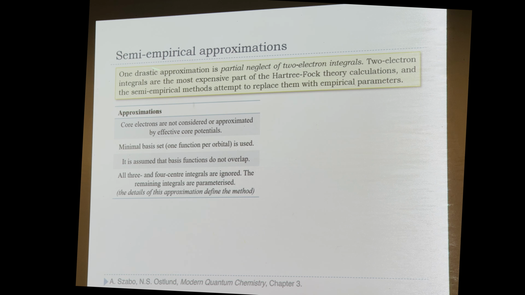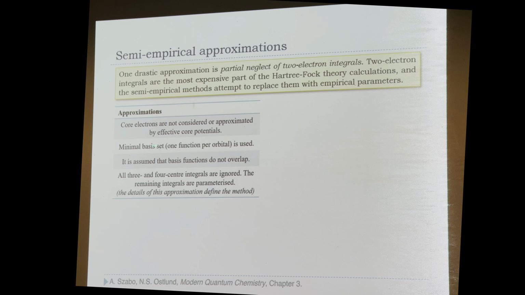And so in these semi-empirical approximations, the core electrons, by and large, are not even considered at all. Chemists have rightly observed that nobody cares about the 1s orbital in oxygen because it doesn't participate in any chemical reactions. It just sits there. So they're replaced by effective core potentials. They use minimal basis sets, so just one function per orbital, Gaussian or whatever.